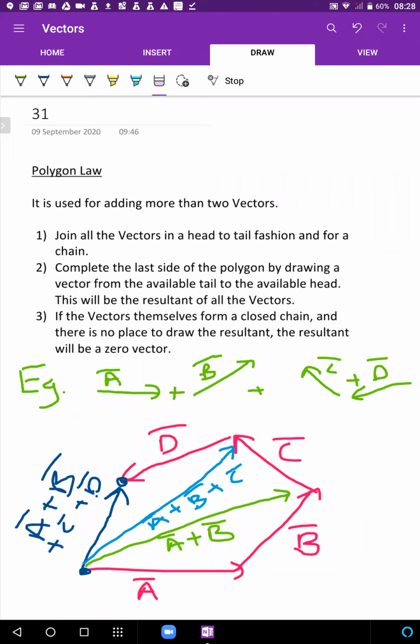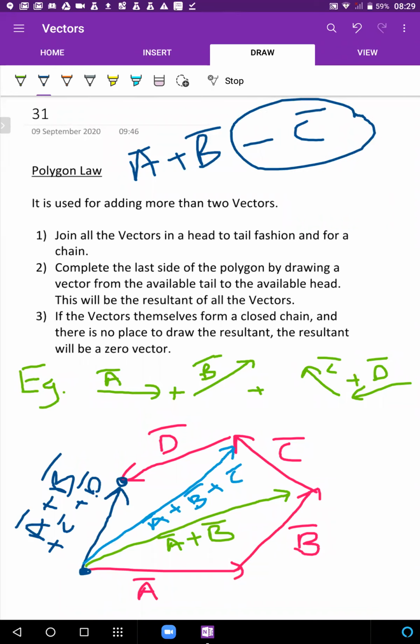Very nice. So one of you is saying, can polygon law be applicable for subtraction of vectors? So we are not going to develop any new law for subtraction because the basic funda is that subtraction behaves like addition. But what you can do is, if at all I asked you to find a plus b minus c, just flip this minus c vector and draw that.